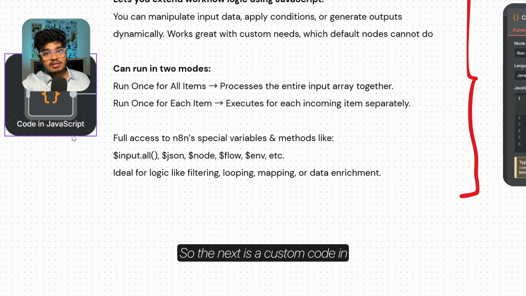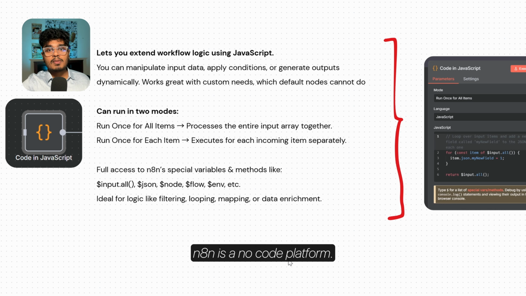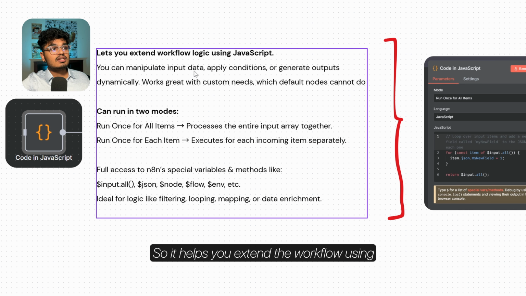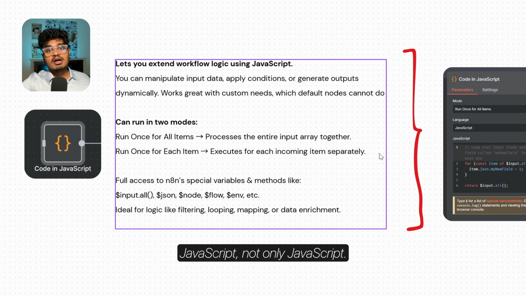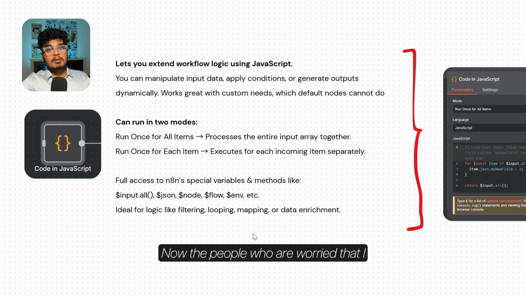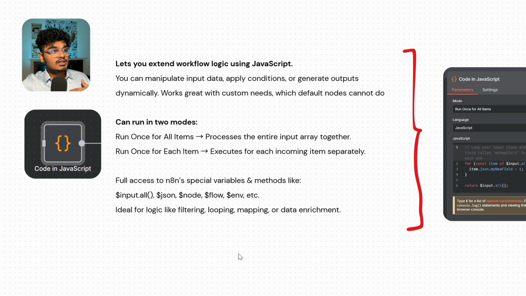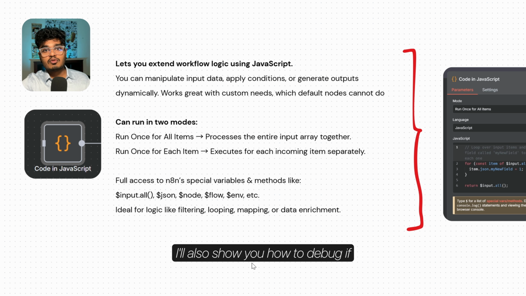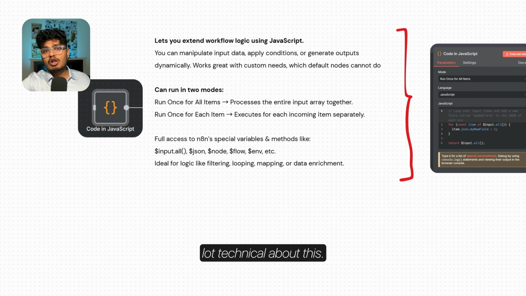So the next is the custom code in JavaScript. n8n is a no-code platform, and there are a lot of default nodes which you can use. But there are some use cases where you have to use custom code. That's why we use this node there. So it helps you extend the workflow using JavaScript. Not only JavaScript, you can also use Python here. Now, the people who are worried that I don't know code, how can I use this? I'll show you a simple method on how to use it for your use case. Today, we have a small use case for this and I'll show you how to do it. You don't have to know code for this. Trust me, I'll show you how to do it. I'll also show you how to debug if there are some problems. We don't have to get a lot technical about this.